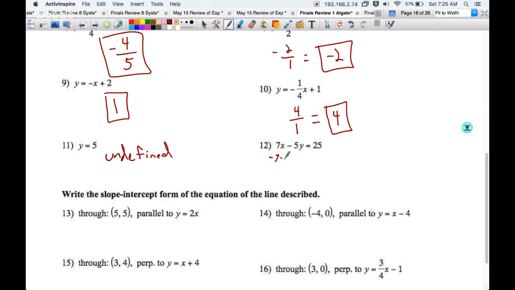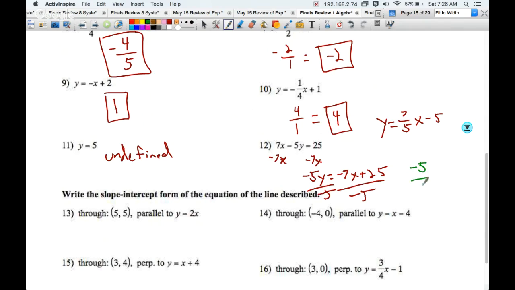And this one, I'd have to subtract 7x from both sides. Get -5y equals -7x plus 25. Divide both sides by -5. Get y equals 7/5 x minus 5, and then find the opposite reciprocal of that 7/5, which would be -5/7.